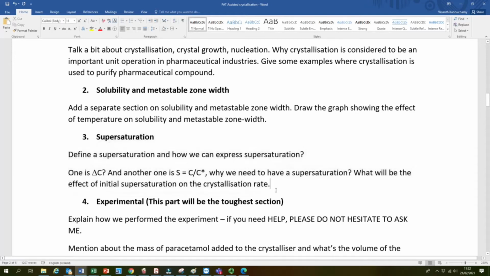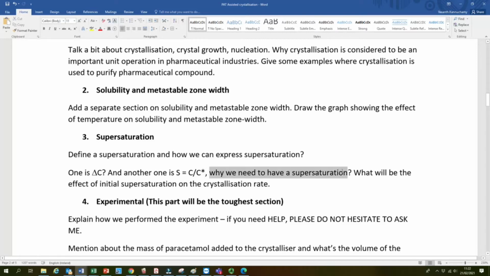Supersaturation is a must. If you don't know what supersaturation is, no matter how much you know about crystallization, if you can't define supersaturation, it means you know nothing about crystallization. So talk a bit about supersaturation, define it, and explain how it differs from your solubility concentration, and how you can express supersaturation, and give the units of supersaturation. One way to express supersaturation is delta C. I already showed you in part 4A or 4B, so try to include that one here. Another one is the supersaturation ratio. This is just the concentration of your solute divided by the solubility concentration.